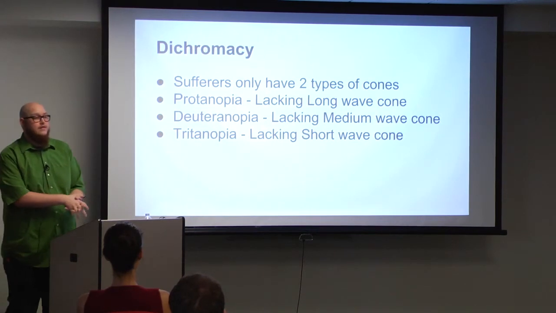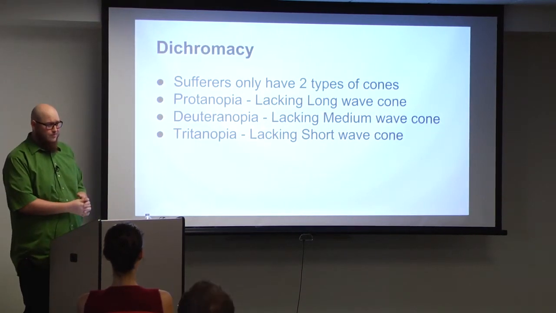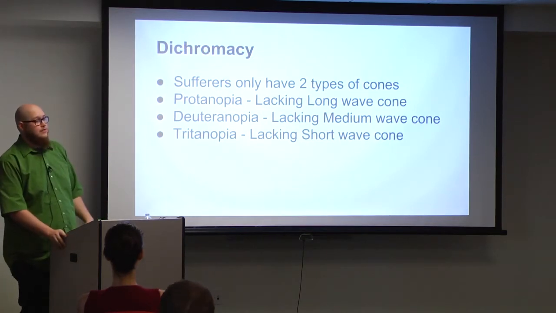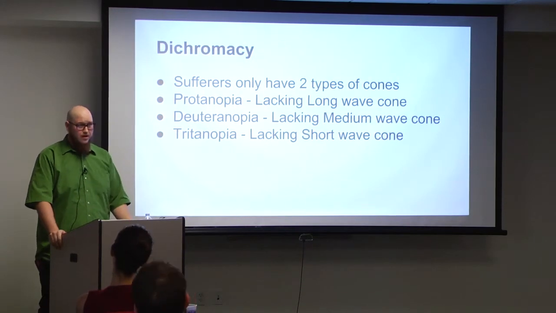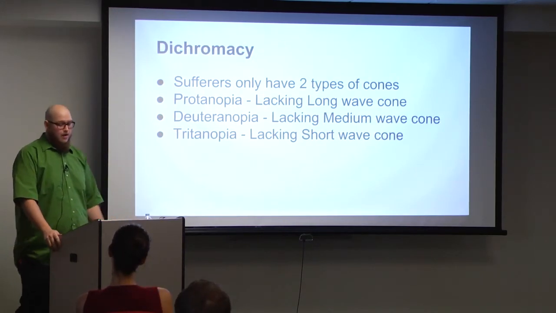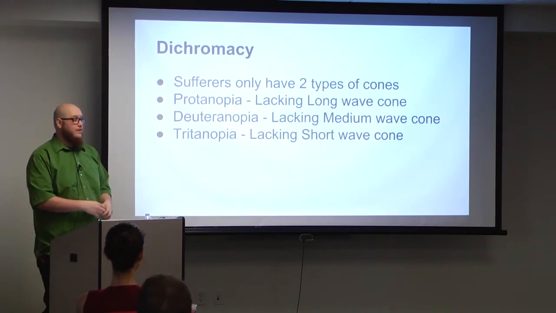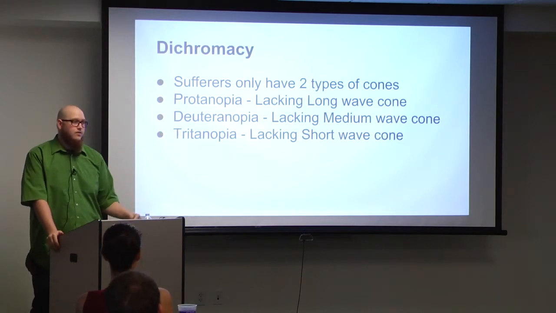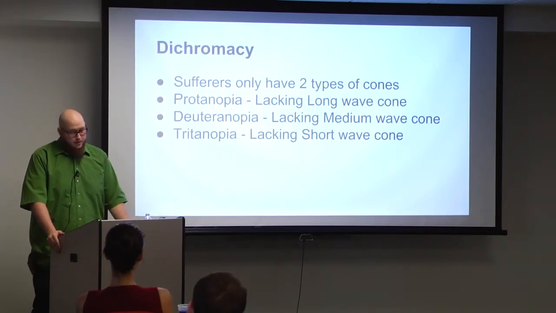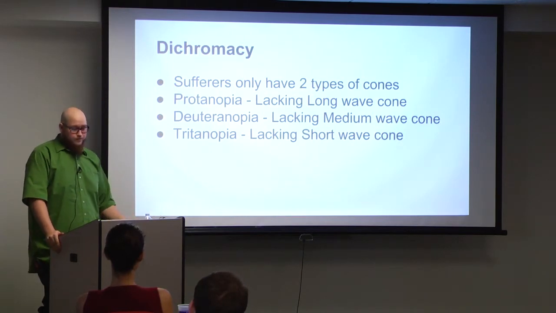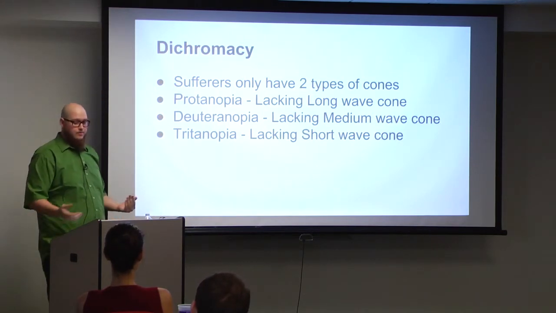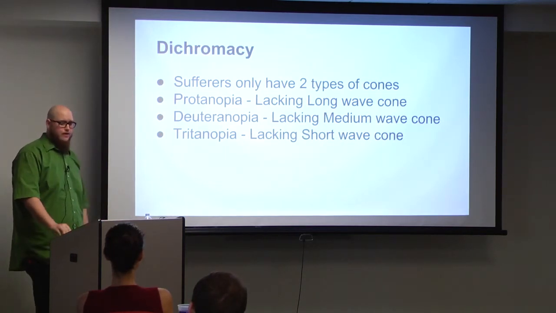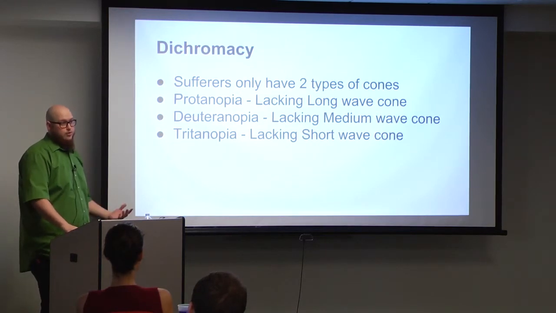So dichromacy is when sufferers only have two types of cones. So like I said before, your brain interprets the signals from the cones and kind of uses them in conjunction to tell what color something is. So if you have dichromacy, you typically have a gap somewhere. Protanopia is lacking a long wave cone, so you would have problems seeing red light. Deuteranopia is medium, which is green and yellow lights. And the short wave cone is for blue and violet lights.